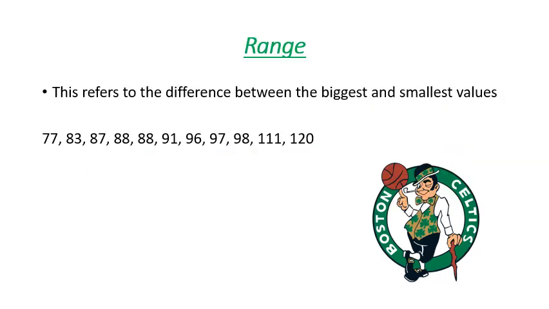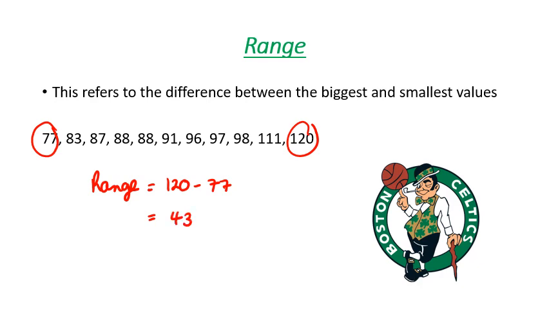So the first thing you need to understand is, what is the range? Essentially the range is the difference between the biggest and the smallest values. In this particular case, our smallest value is 77, our largest value is 120, so our range is simply going to be 120 take away 77, which is going to give us an answer of 43 points. And it's points in this case because we're looking at basketball scores.